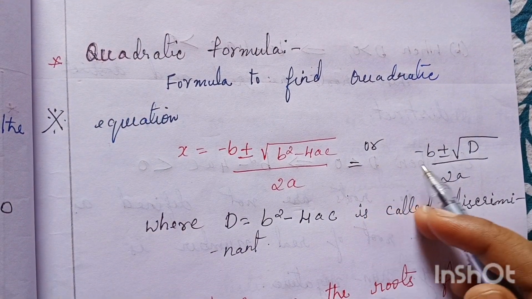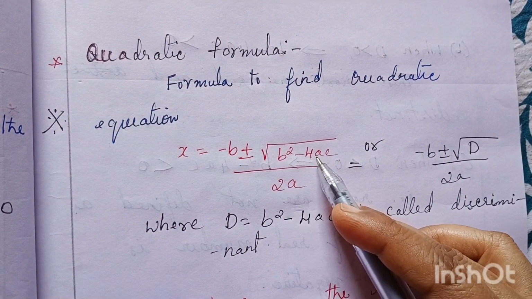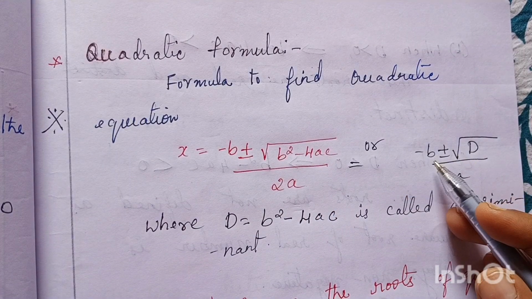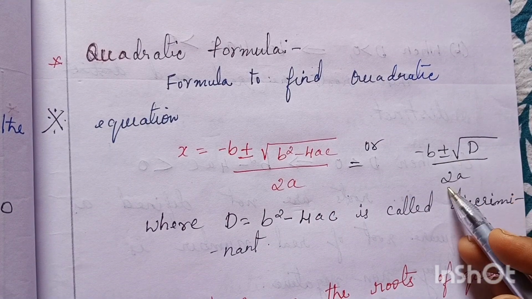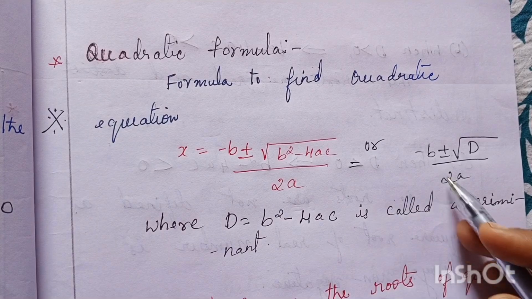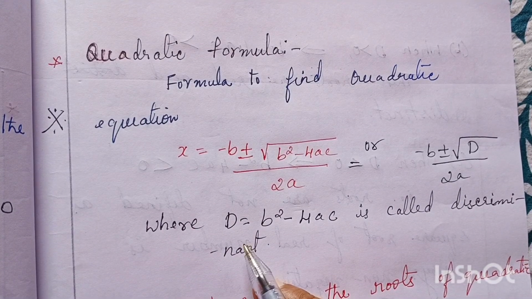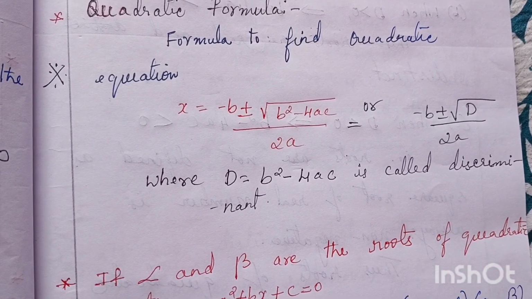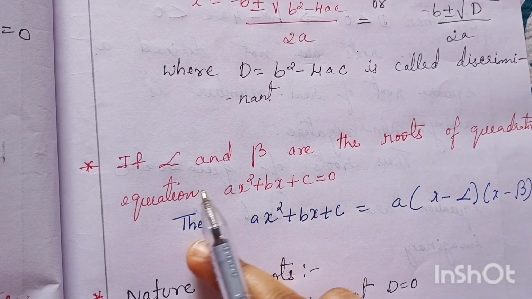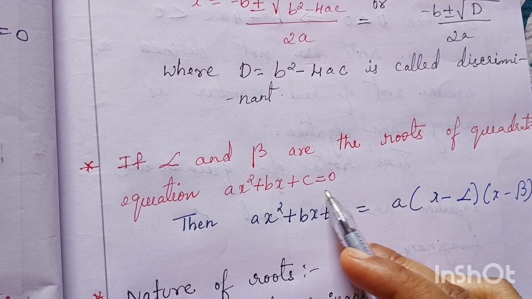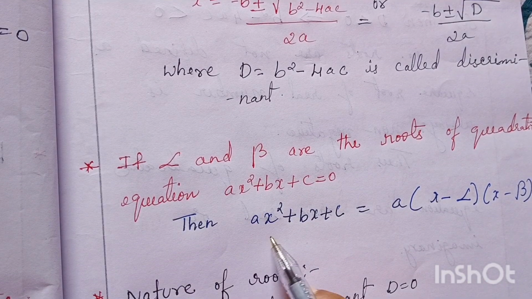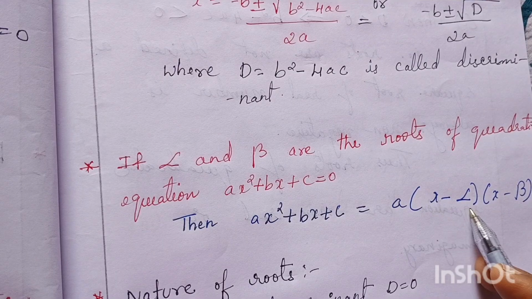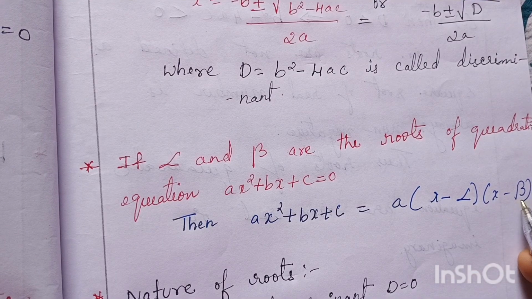Then b square minus 4ac is a discriminant. So b square minus 4ac is a discriminant. Minus b plus or minus root d by 2a also कर सकते हैं, where d means discriminant, b square minus 4ac is called the discriminant. Then alpha and beta are roots of quadratic equation ax square plus bx plus c is equal to 0. Then ax square plus bx plus c is equal to a into x minus alpha into x minus beta.